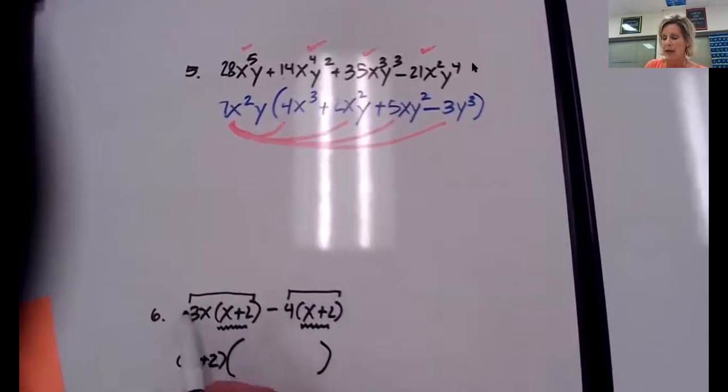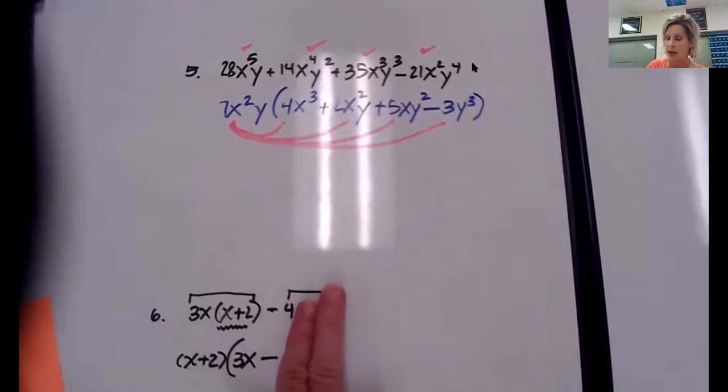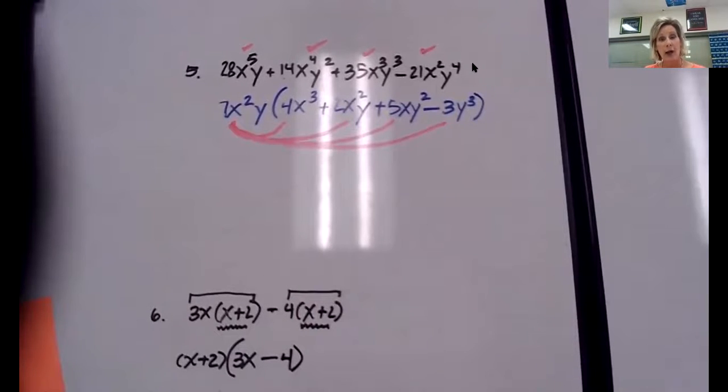So when I pull the x plus 2 out of the first term, I would be left with just 3x. This sign, the minus, comes to the center. When I pull the x plus 2 out of the second term, I'm left with just the 4. So I don't believe I need that much room. And then you'll have it, and this is where we're headed when we factor trinomials.